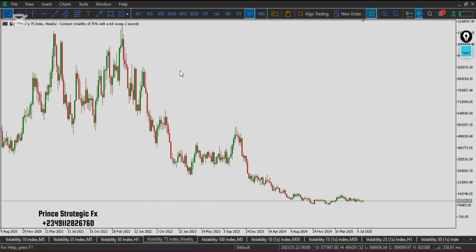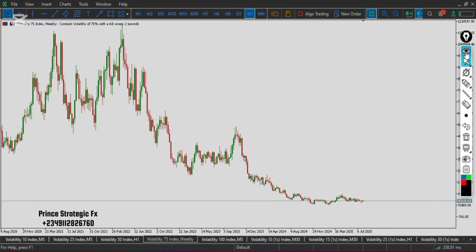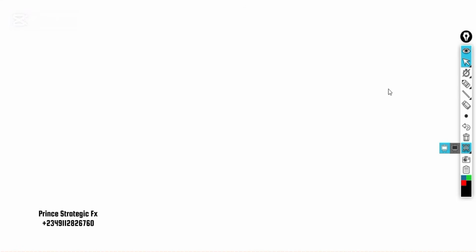Now, first of all, let me explain exactly how this works in very simple terms. I will just open a simple tool that I usually use. The first thing here is we are going to be using our weekly time frame, which is our week one.